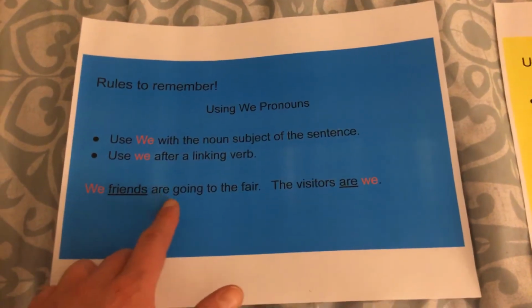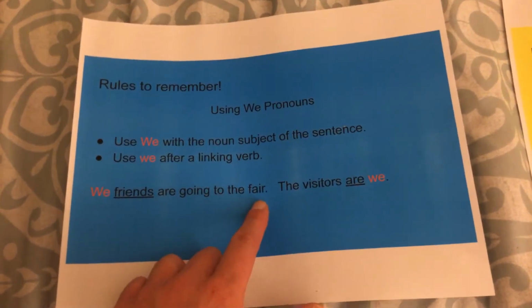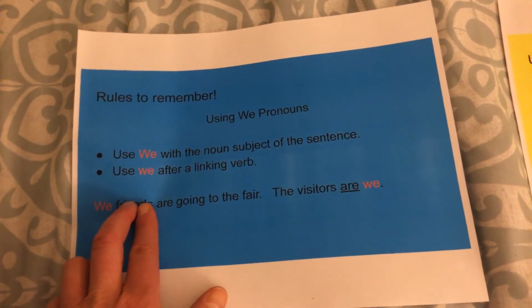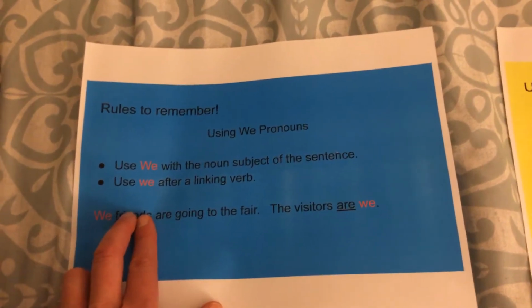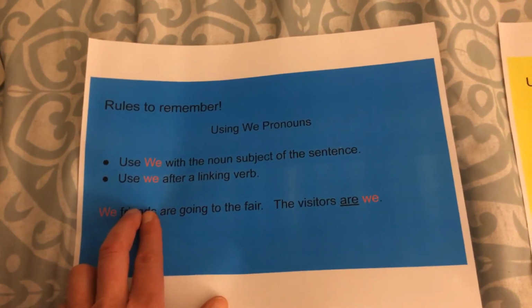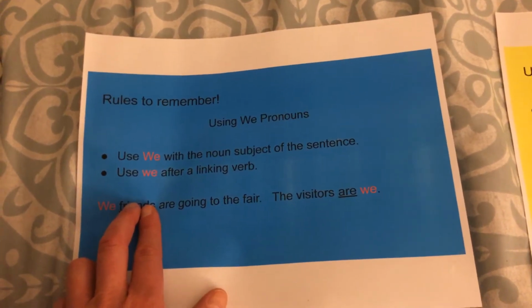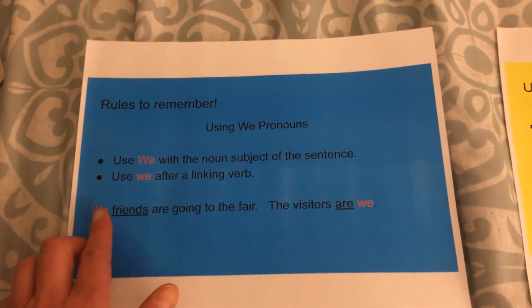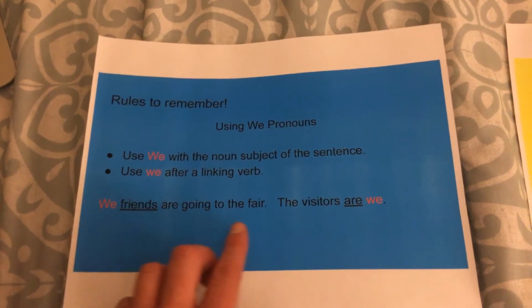We friends are going to the fair. If you want, you could take out that underlined word friends and say we are going to the fair. And that's how you can check to make sure that you're using the right pronoun. You would say we are going to the fair, not us are going to the fair. So the subject of the sentence is we.